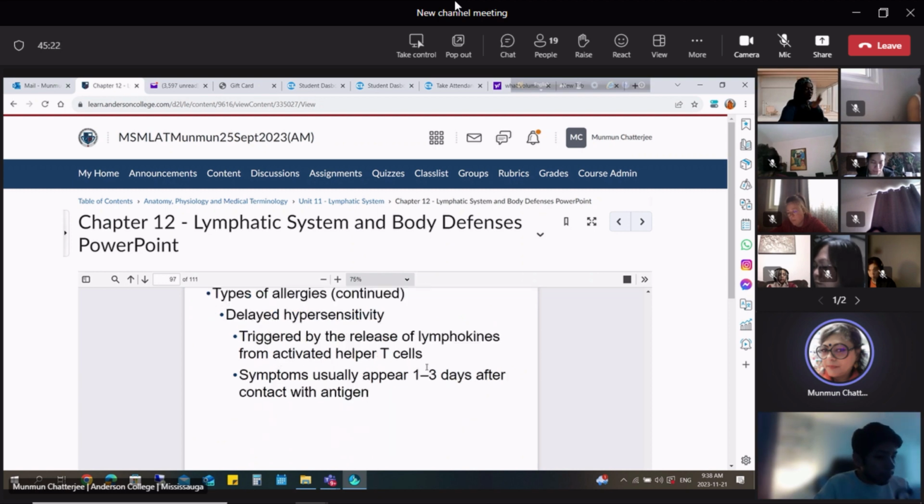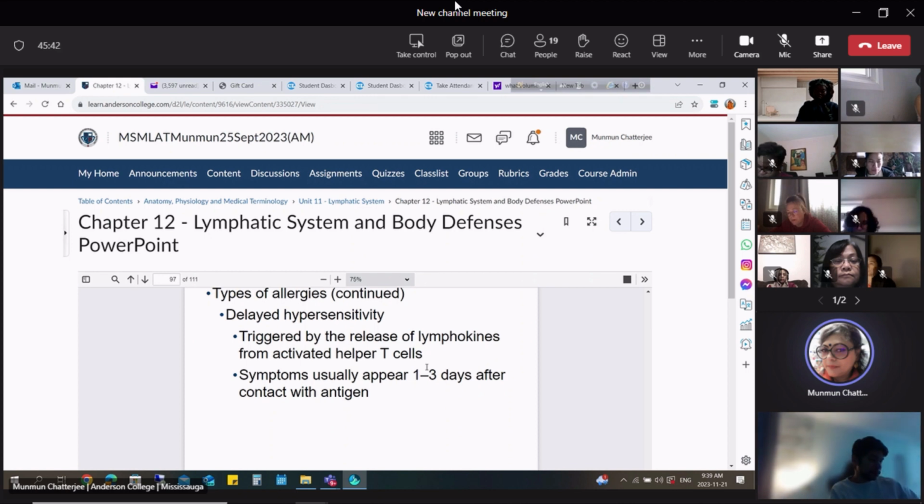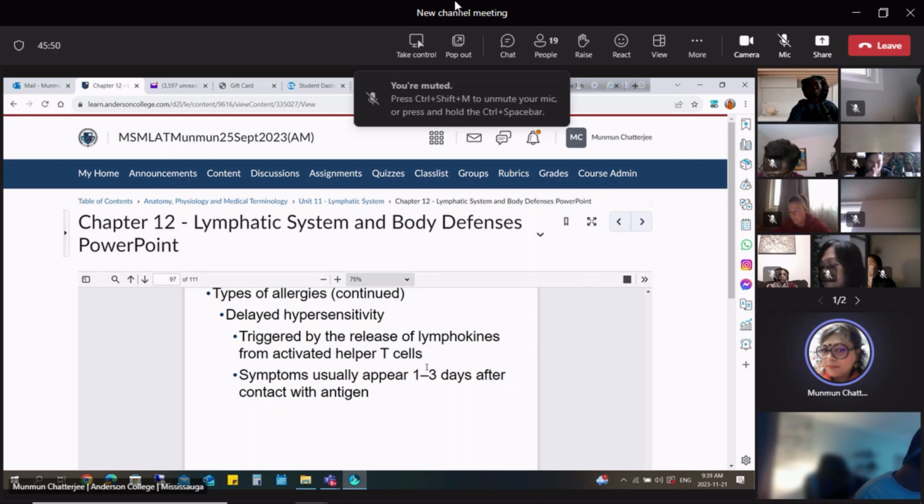But there is also delayed hypersensitivity. Something has bitten you or something has happened, it goes inside, it is not immediate, but ultimately you see the symptoms. You can see hives, you may see allergies, a rash, inflammation. So how does it happen? It happens by the release of lymphokines from activated helper T cells. Delayed hypersensitivity is by the release of lymphokines.